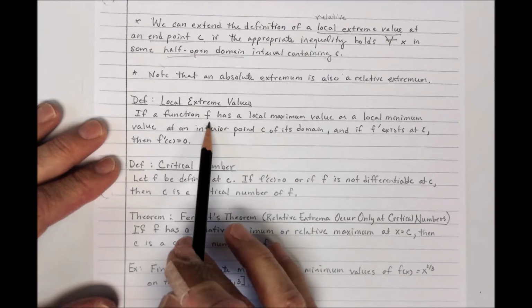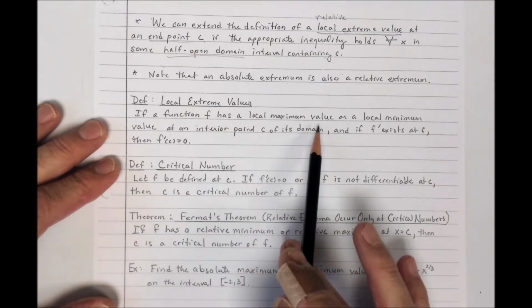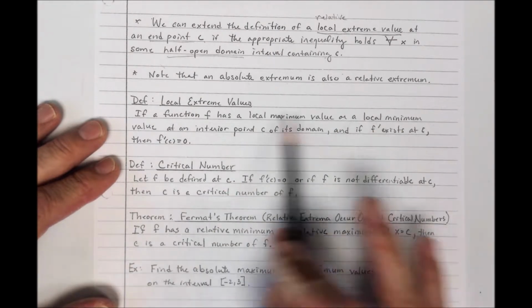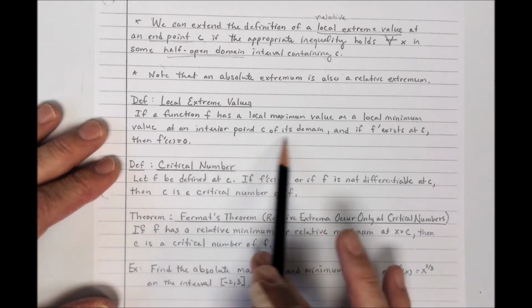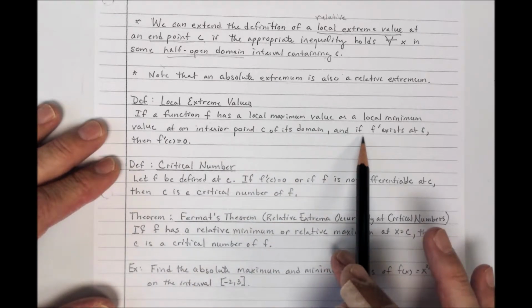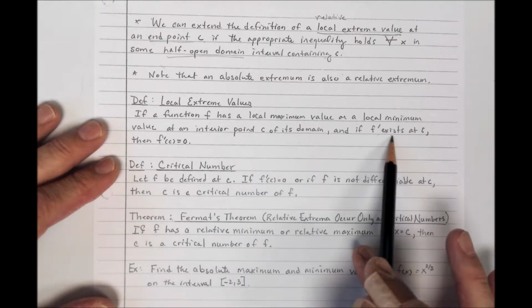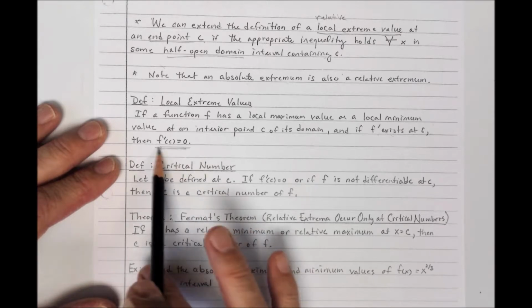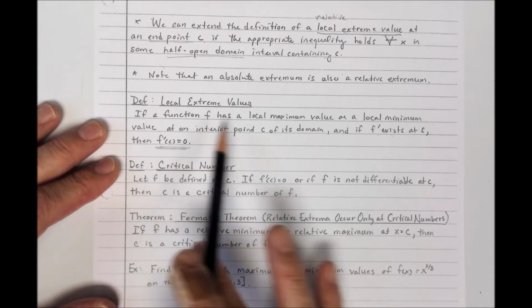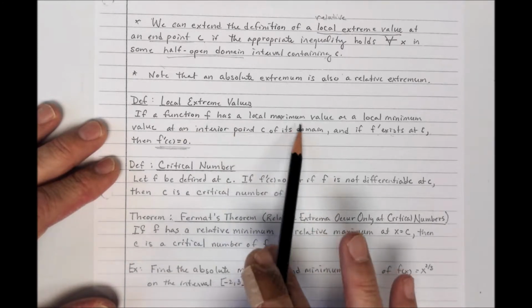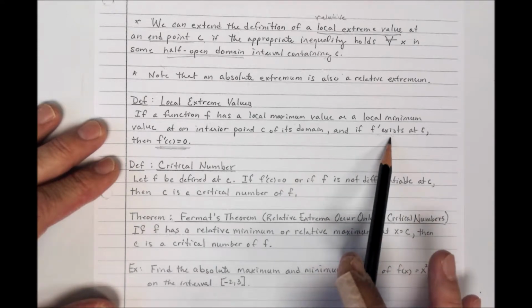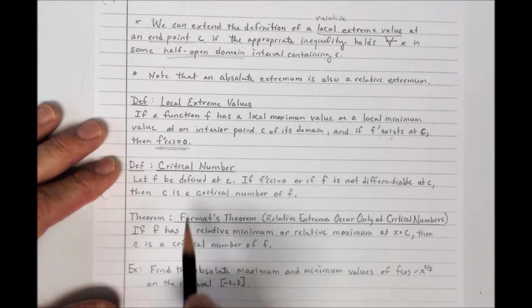A function f has a local maximum value or a local minimum value, and again relative can be used, at an interior point C of its domain, and if f prime of C exists at C, then f prime of C is equal to 0. Now let's think about what this is saying. f is a function. It has a local maximum or a local minimum at some interior point in the domain, call it C. If f prime exists, because it's possible that f prime might not exist at that value, if f prime exists at C, then f prime of C is equal to 0.